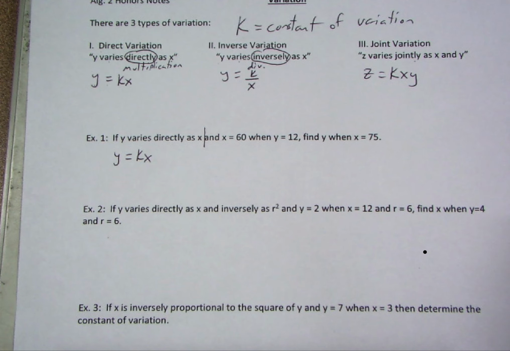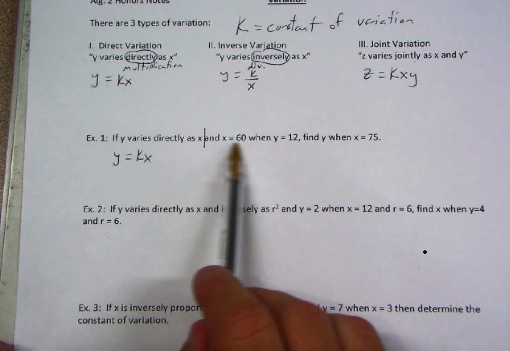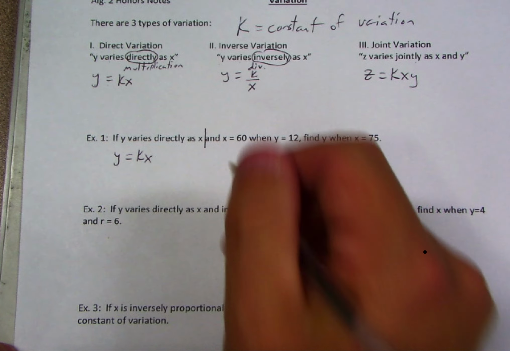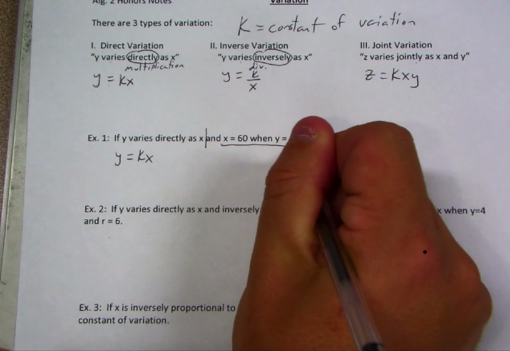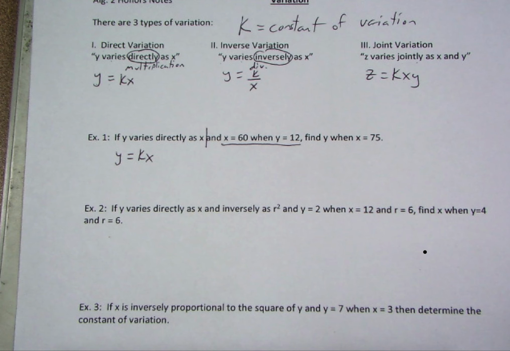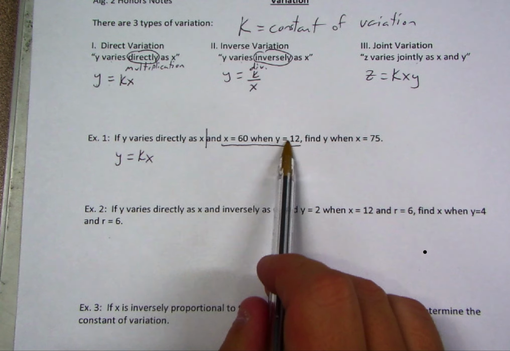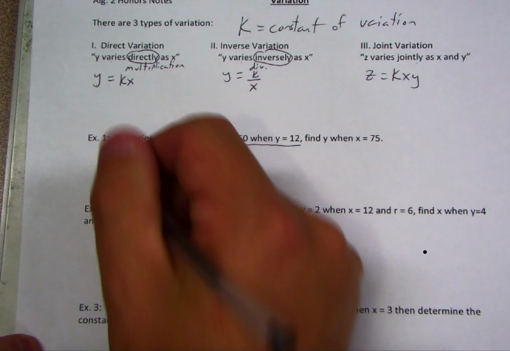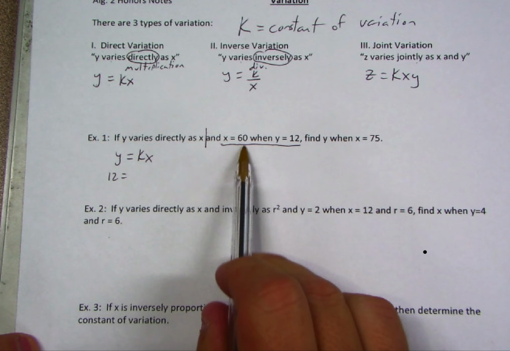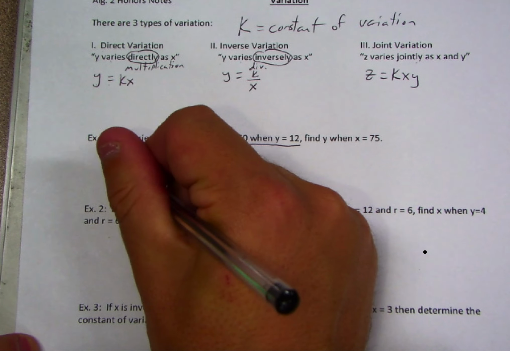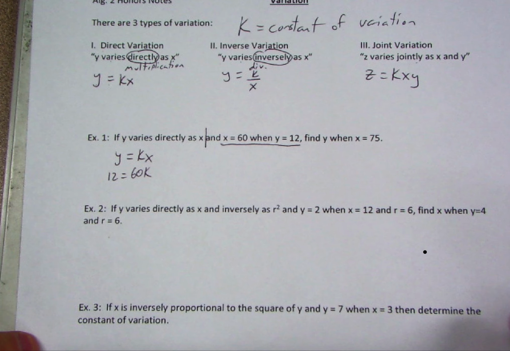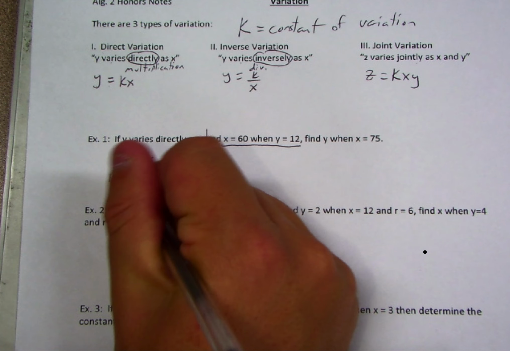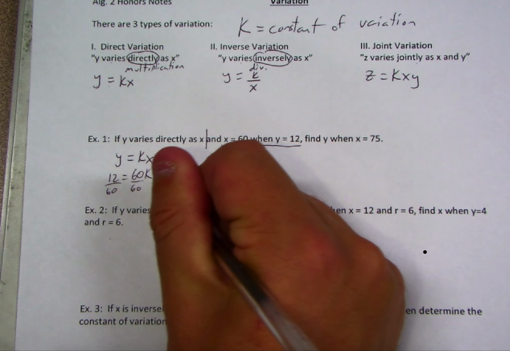Step two, they're going to give me a scenario to solve for K, to figure out what K is for this problem. They say x is 60 when y is 12. So I'm going to plug those numbers in to figure out what K is for this problem. I'm going to plug 12 in for y, and I'm going to plug 60 in for x. And I'm trying to figure out what K is. So divide both sides by 60. K is 1/5.